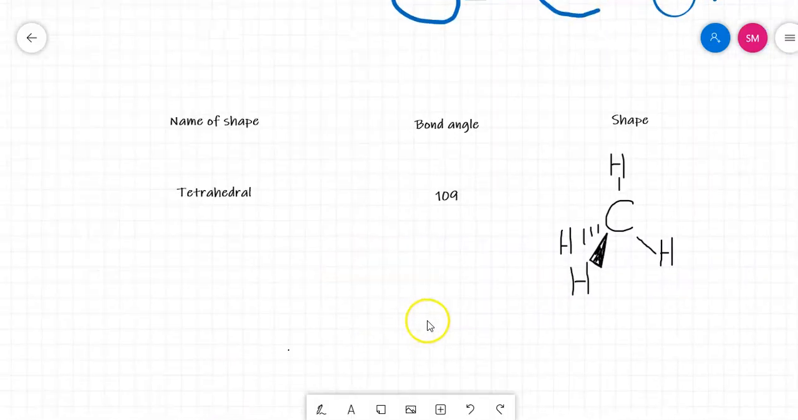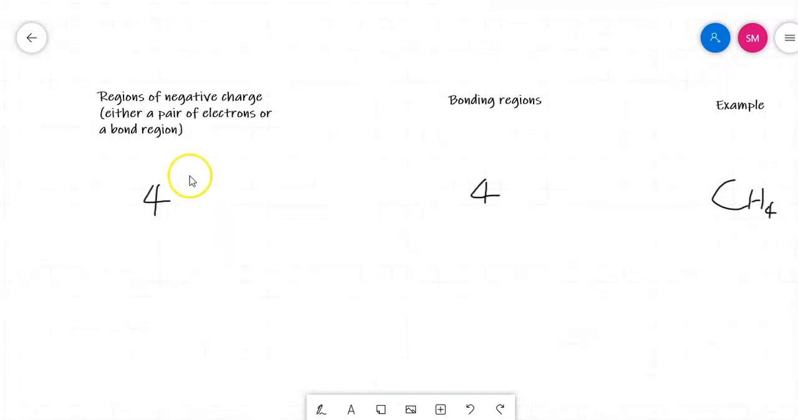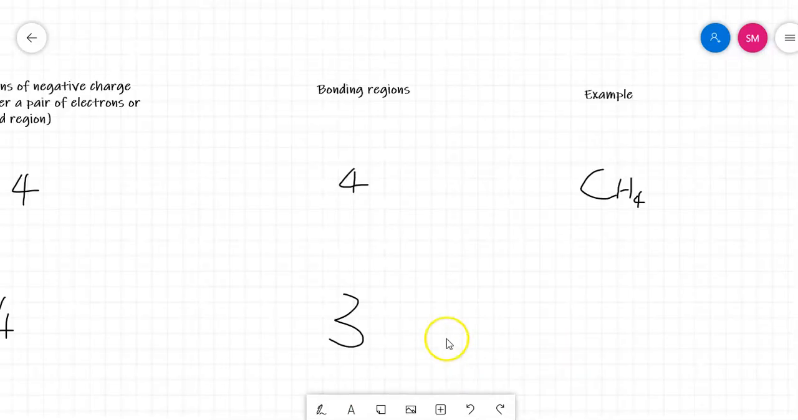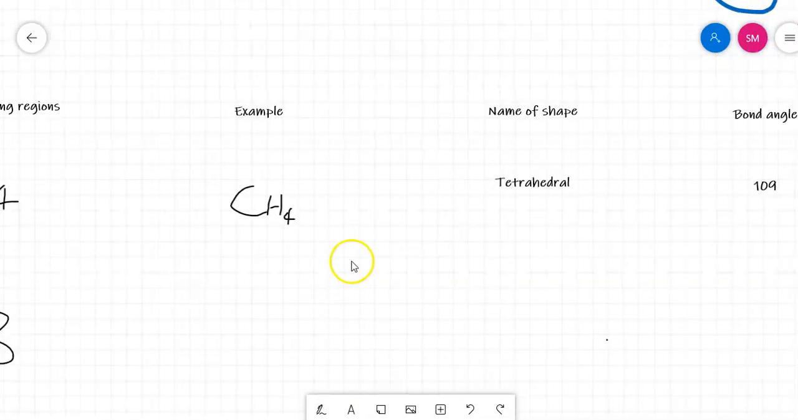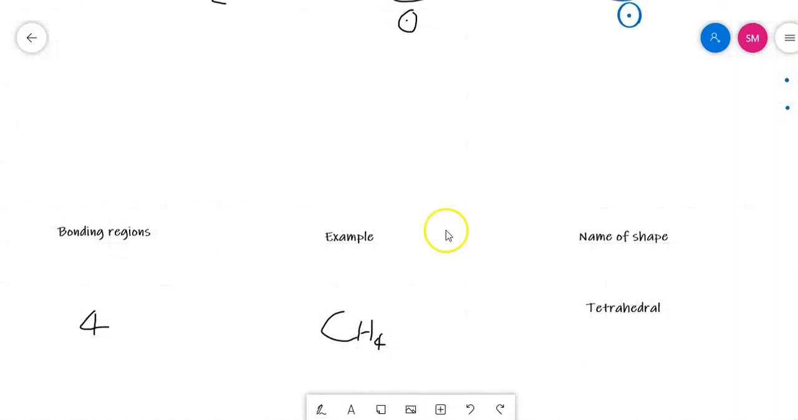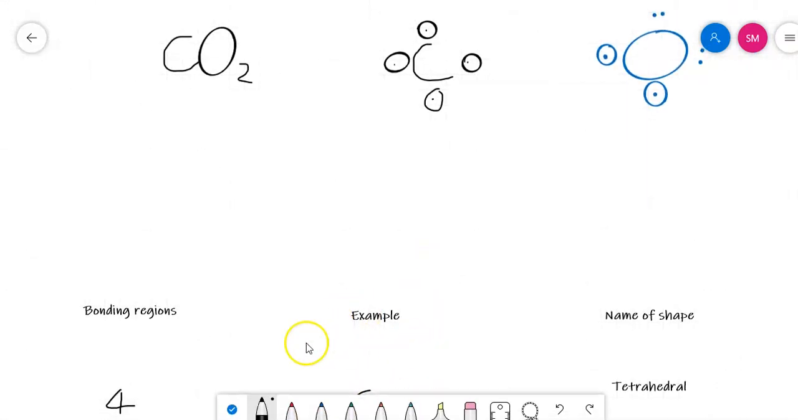Okay, so that's an example of a molecule that has 4 bonding regions and 4 regions of negative charge. So we'll look at another example that has 4 regions of negative charge and 3 bonding regions. An example of a molecule like that is ammonia, NH3. We've gone over ammonia before in the previous video, bonding and structure part 1. We'll just quickly draw what that looks like.